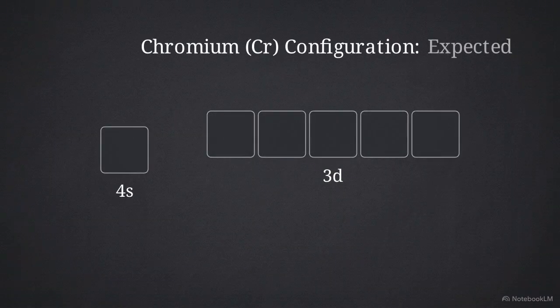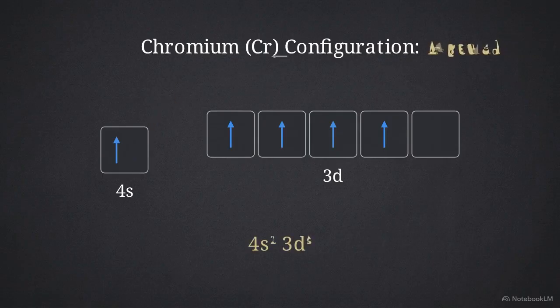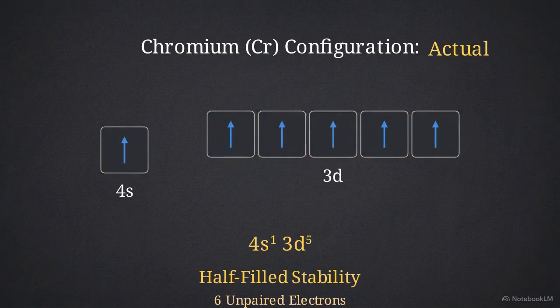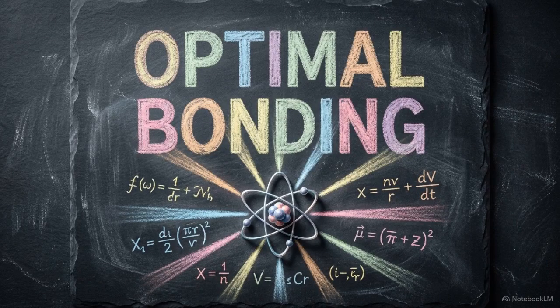Standard rules suggest chromium should have 4 electrons in the 3d subshell and 2 in the 4s, but the atom spontaneously moves one 4s electron to fill the 5th 3d slot. This half-filled state maximizes exchange energy. Chromium ends up with 6 unpaired electrons, ready to form strong bonds.